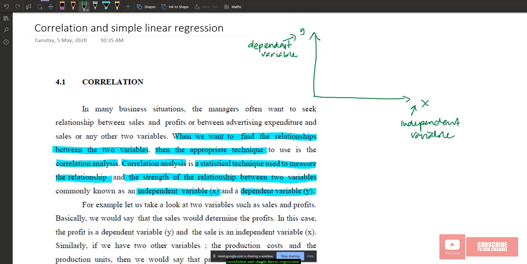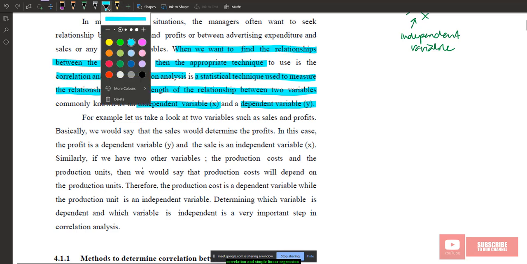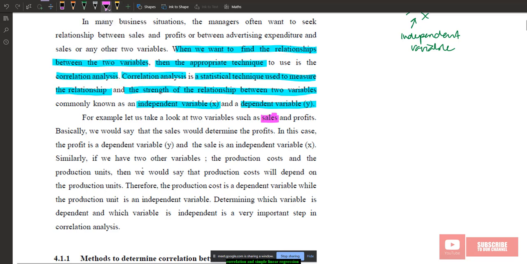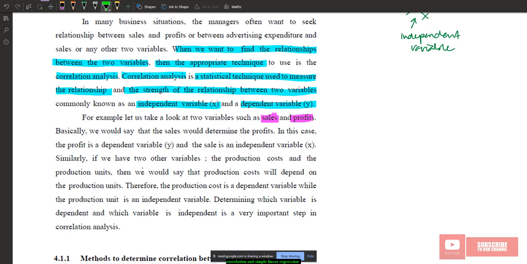For example, let's look at two variables such as sales and profit. Basically, we would say that sales determine the profit. So in this case, profit depends on sales. Profit is the dependent variable and sales is the independent variable. This is an example of an independent variable and a dependent variable.